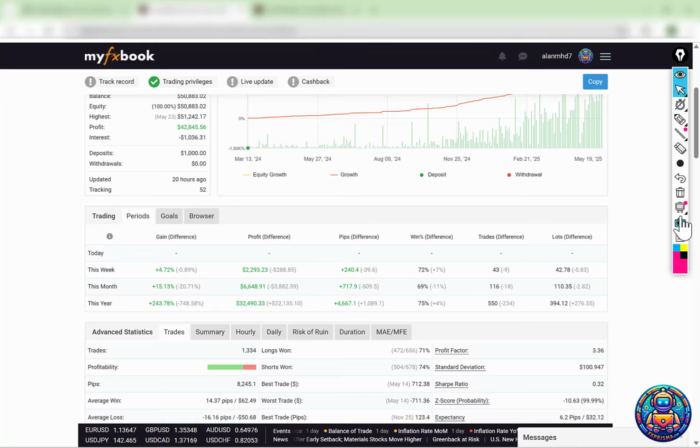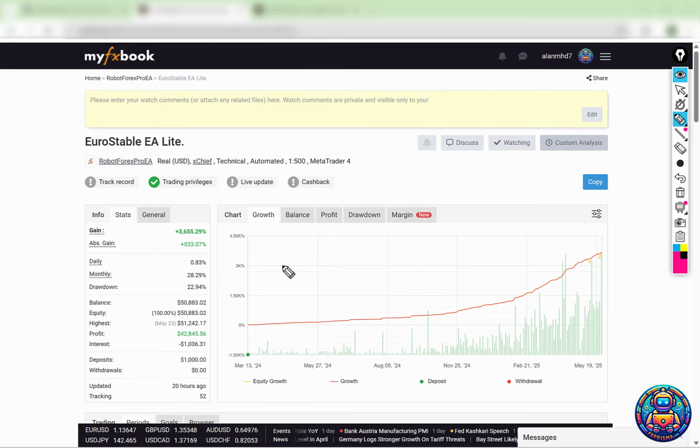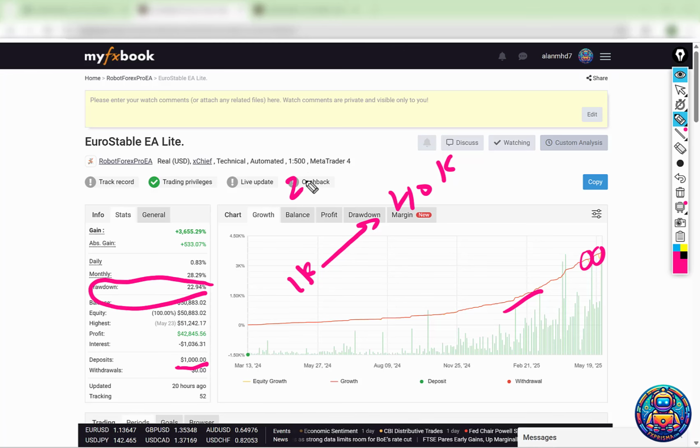If we go back to the live result by the vendor, you can see he started on 1000 USD only and then flipped it to 40k in just 1 year. I think that's incredible. We do have some drawdown, and this is possible, but nonetheless the maximum drawdown only reached 22%.